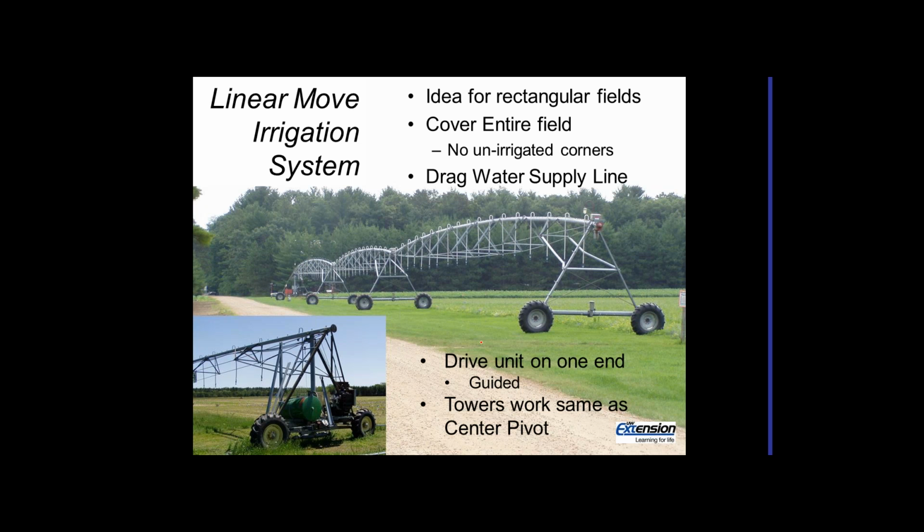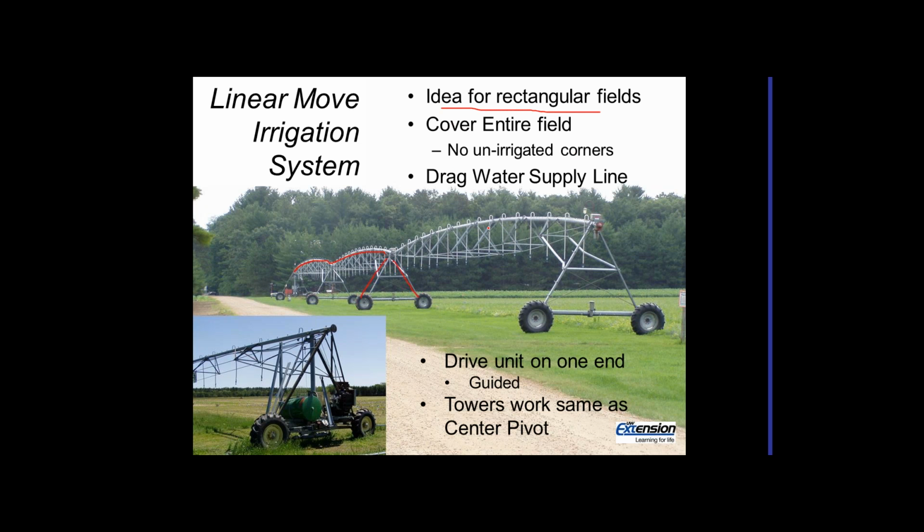Another type of system that's similar to a center pivot system is called a linear move system. You can see this looks the same as a center pivot system with towers and stuff, but the difference is this moves straight down the field. So it's great for rectangular fields, because it'll cover the whole field without any unirrigated corners.